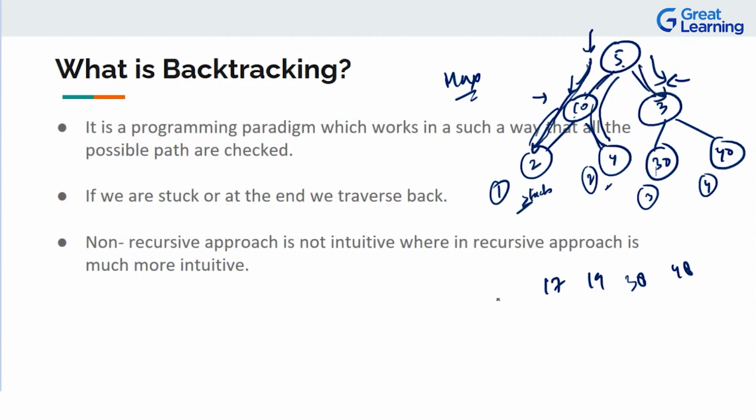So in this way, we are backtracking. We are going back to the point where we were stuck, and we are going back to the point where we find those alternate paths. You see, once we were here, we had two choices. One was here, one was here. Now we went for this and we calculated the sum.